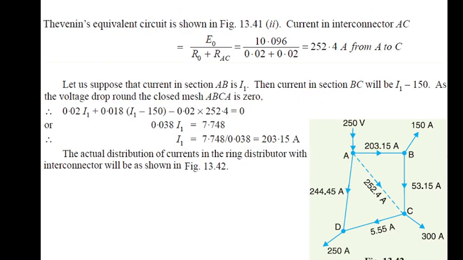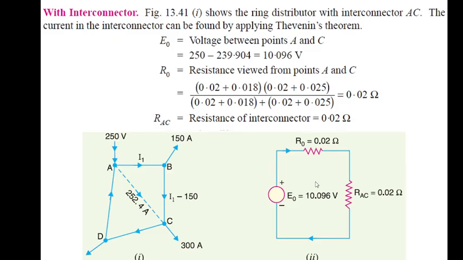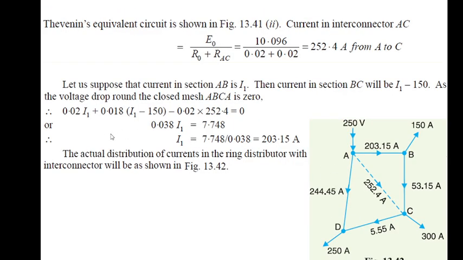This slide also illustrates the analysis of a ring distributor using the Thevenin equivalent method to determine current distribution when an interconnector is present. First, the Thevenin equivalent circuit is used to calculate the current flowing through the interconnector between points A and C by applying the relationship I equals E0 divided by (R0 plus RAC). This is one KVL here. So the current can be found to be 252.4 amps from A to C.